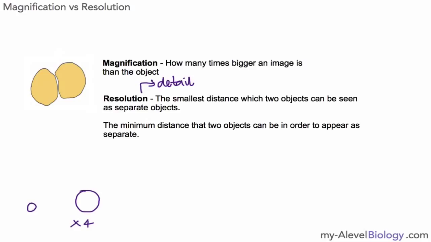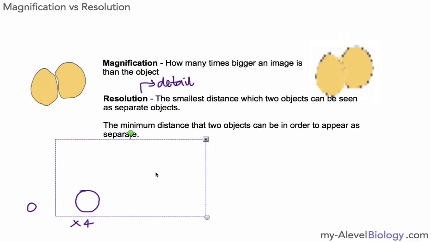If I had the same magnification but with poorer resolution, here's the same magnification, magnified by the same amount, but the resolution is very low. So here you can just about make out the outline of the 2. You can't really tell if they're a separate object or the same object, and that's because the resolution is quite low. So these are 2 images, one with low resolution, one with high resolution, and that gives you an idea of what we mean by magnification versus resolution.